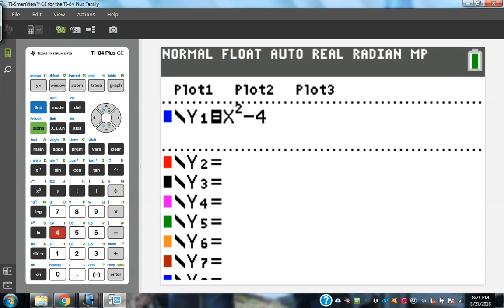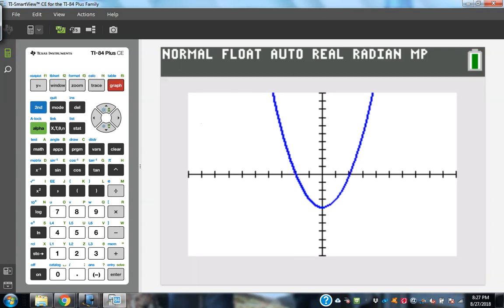Okay, so I hit y equals to get here. X squared -4. And then I hit graph. That looks like the picture I'm getting. Okay. And then again, I can check my X values by hitting trace and then just typing them in and hitting enter. And we get those. If you wanted to add more X values, you could. It's not a requirement, but it is good to do.